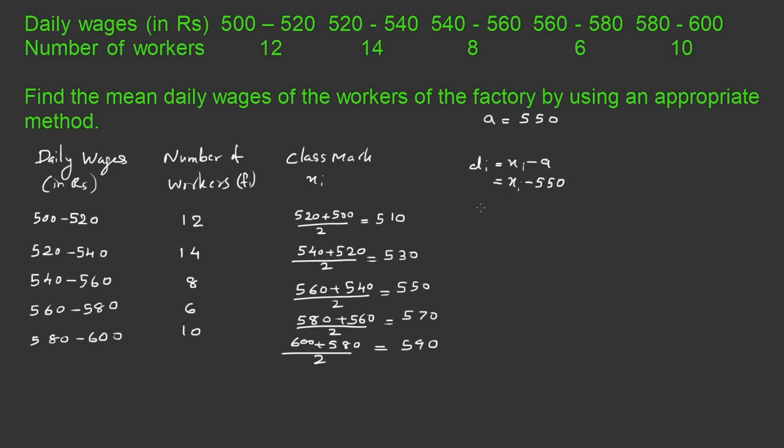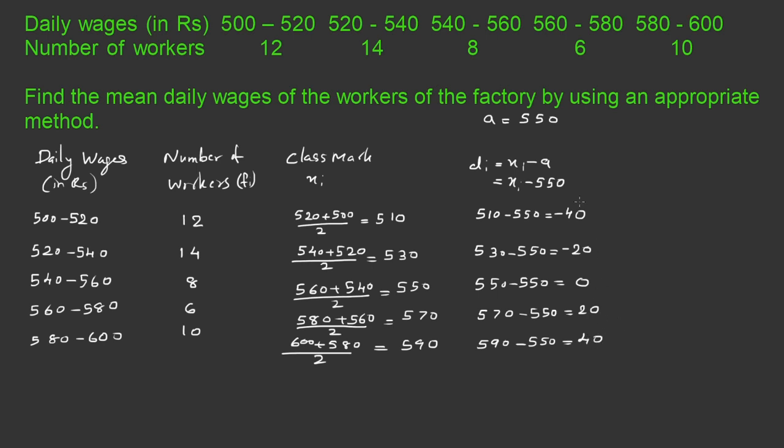Now I can write di for the first group as 510 minus 550, that is equal to minus 40. 530 minus 550 is equal to minus 20. 550 minus 550 is equal to 0. 570 minus 550 is equal to 20. 590 minus 550 is equal to 40. Now look, these values are also somewhat bigger in size. Therefore, I have to move to the step deviation method.